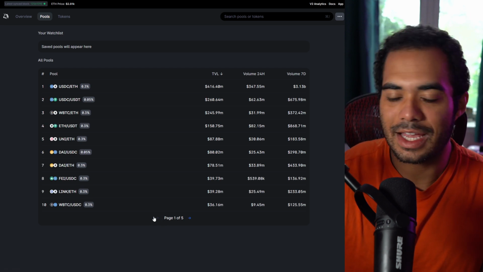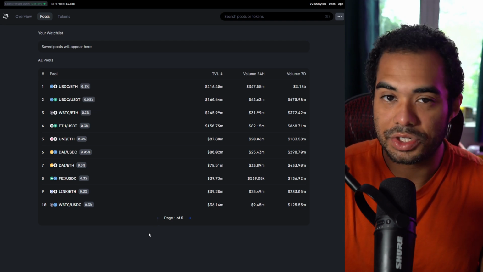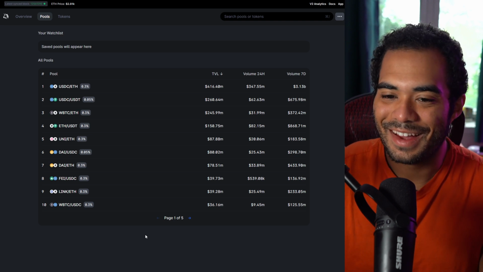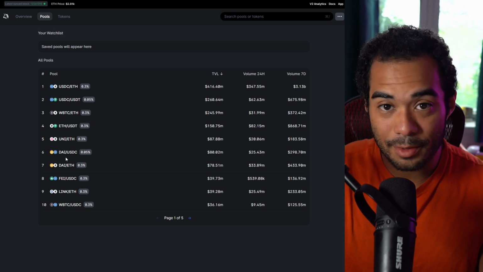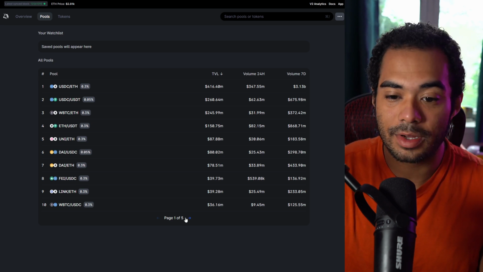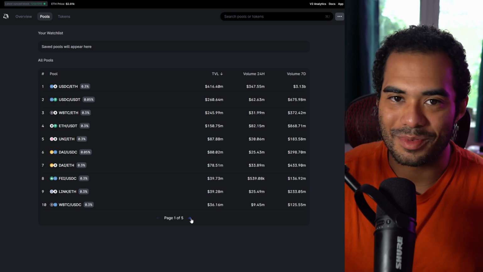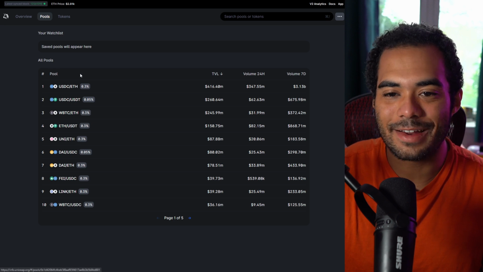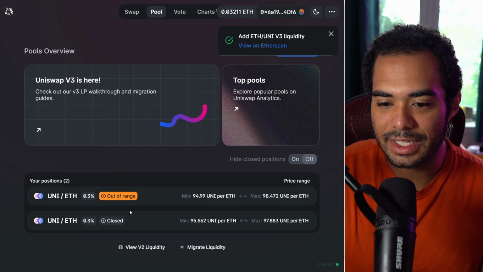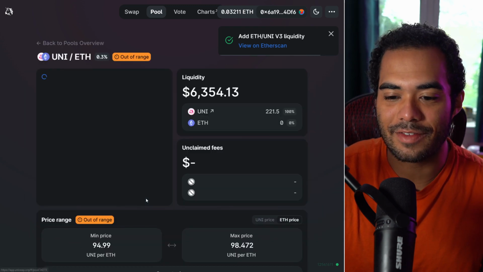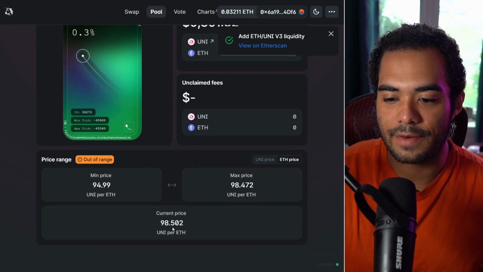The only thing that I'm not too sure on is how impermanent loss works here. I don't think it's as much of an issue on V3. I could be wrong there. I could be 100% wrong. So that's why I'm not even bothering with any stable pairs, because stable pairs will make it a lot worse, although it'll make you a little bit less risk exposed. I don't know, man. To me, the UNI ETH pair is pretty unrisky in my opinion. I like that pair. So that's just me. Let's take a look at my actual current position. Obviously it's out of range. So the hope right now is that it comes back into range and goes below the 98.5 UNI per ETH.